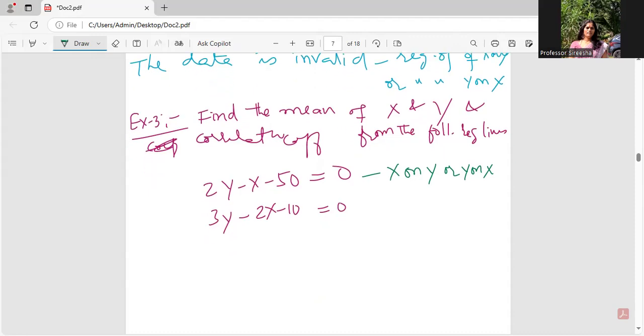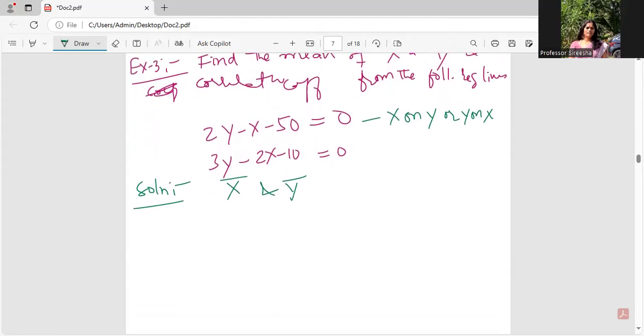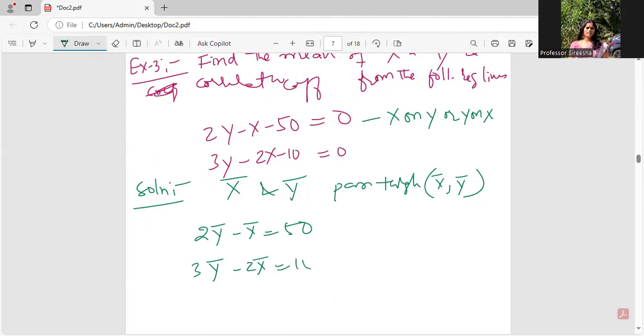First thing is they have asked to find the mean of x and mean of y. So x bar and y bar I'm supposed to be finding. The first property of regression lines is that they pass through the point (x bar, y bar). So I'll be substituting x bar and y bar. Passing through means if a point is satisfying, then I can substitute it and get the right hand side to be 0. 2y bar minus x bar is equal to 50, and 3y bar minus 2x bar is equal to 10.